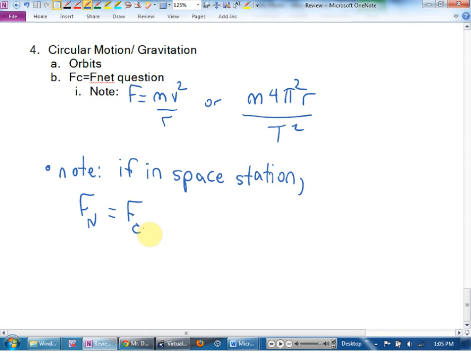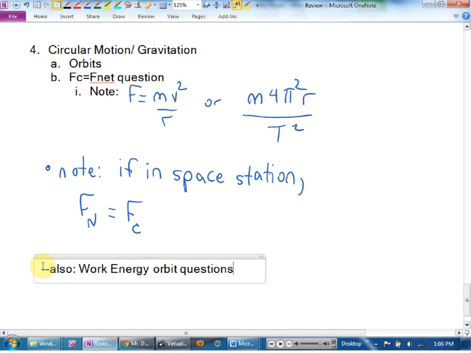Also for orbits. Work energy orbit questions. How much work to lift something up? Remember, work is change in kinetic plus change in potential, but now we had to use the cosmic potential, which was negative big G, big M, little m over R squared. Okay.